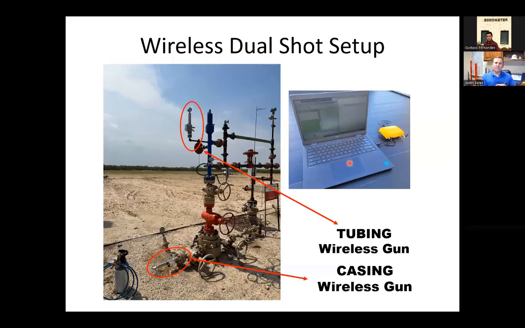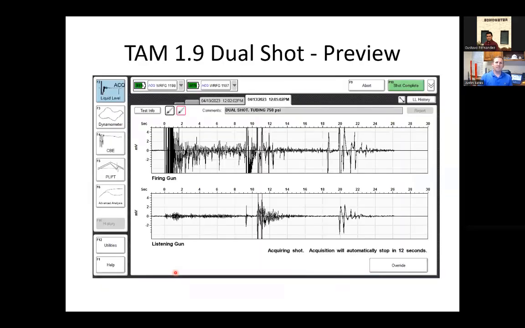And so you can see the basic setup is very similar to what we have in the wired setup. We have a gun mounted on the tubing, and we have a gun mounted on the casing. Now, the difference is that in TAM-19, we've built this module in so that you can add two sensors. So you have the ability to add in a wireless remote fire gas gun, and in this example, another wireless remote fire gas gun. And whenever you click to take a shot, both acoustic data streams will be streaming.